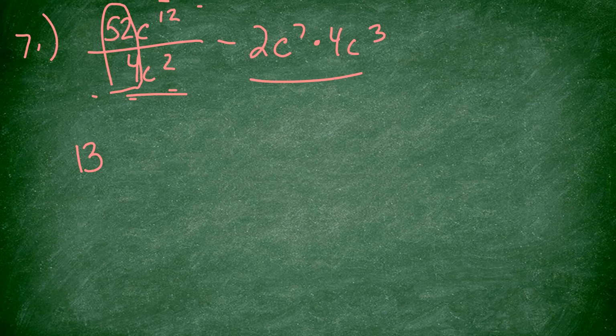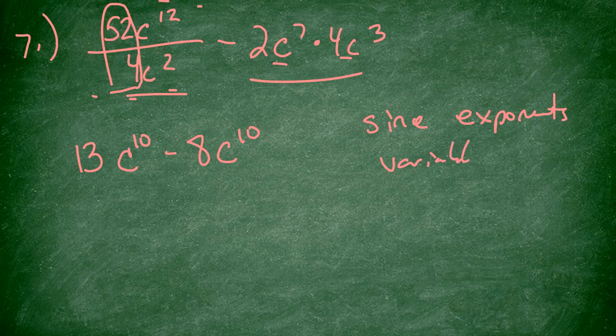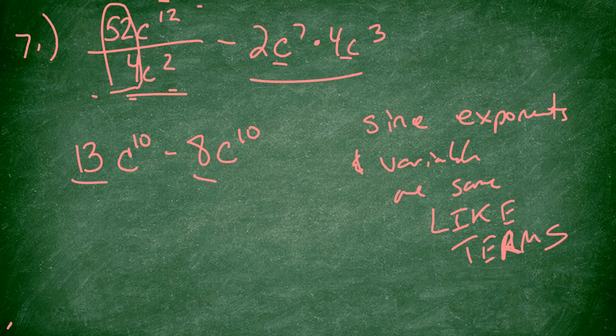c^12 over c^2. Remember, you're going to subtract those exponents, so that's why it becomes c to the 10th. Now these are next to each other, so the two c's come together. I get minus 2 times minus 4, or minus 2 times 4 is minus 8, and c to the 10th. Since the exponents and variable are the same, they are like terms. So I get to say 13 minus 8, I end up with 5c to the 10th as my final answer.